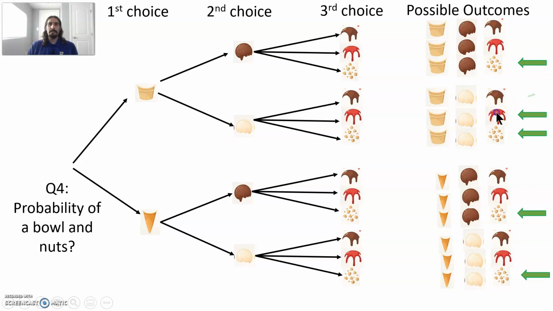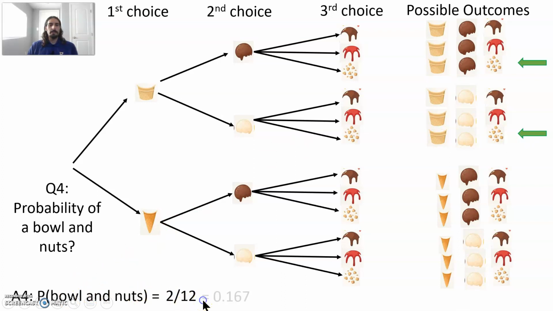As we go down our list, we can get rid of the ones that don't have a bowl and nuts, and we're only left with two possible choices. So our probability of a bowl and nuts is going to be 2 out of 12 or 0.167. Small comment: anytime you get an and statement, the numbers tend to get smaller because it's more specific. You have to meet both requirements.